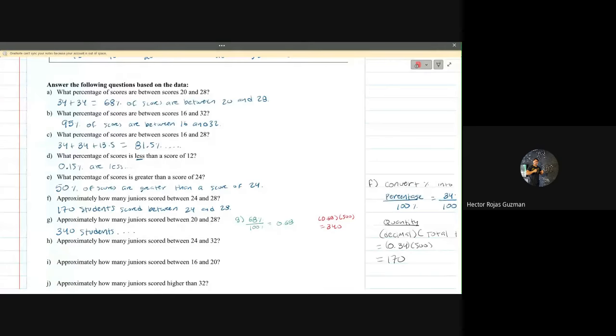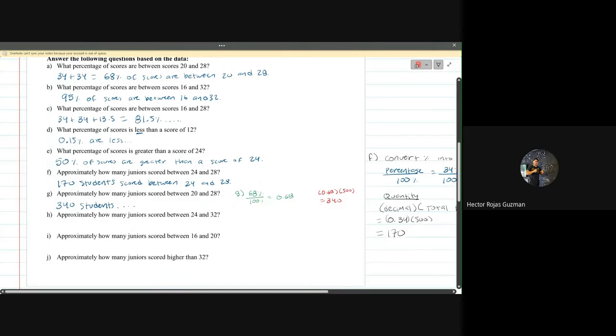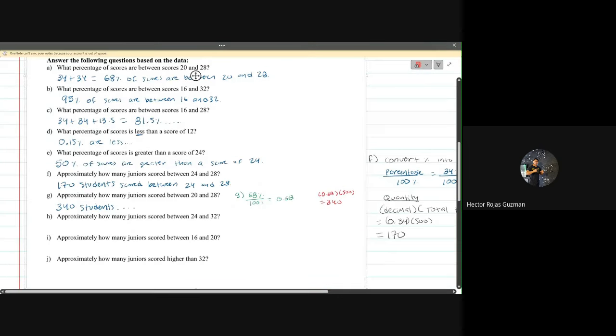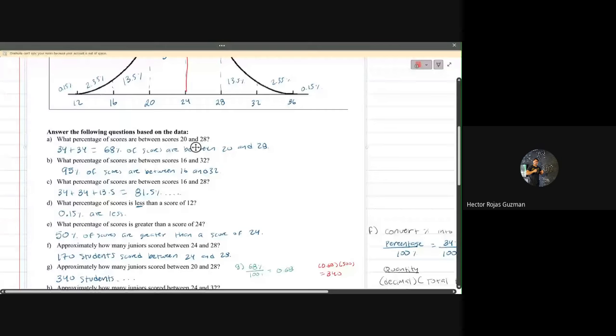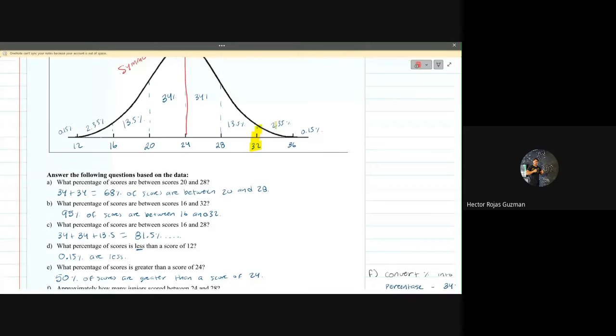Let's do one more. Approximately how many juniors scored between a 24 and a 32? Question H seems very similar to question G, and so does I. Let's see J. Approximately how many juniors scored higher than 32? Why don't we tackle that one? Here's 32. So how many scored higher than that? Well, it's these percentages. Let's figure that out.